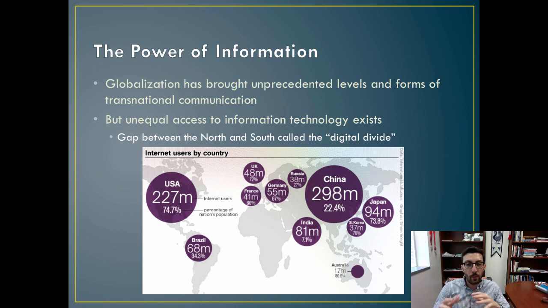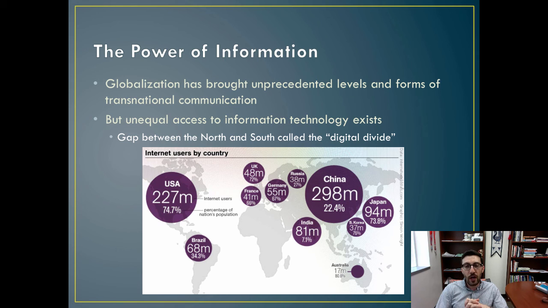So here's one kind of way we can look at this. This is a map of the world that shows the number and percentage of internet users per country. And you can see if you look on the left, the United States has roughly 227 million or so internet users, although this graphic came from a couple years ago, which roughly represents 3/4 of the people who live in the United States.